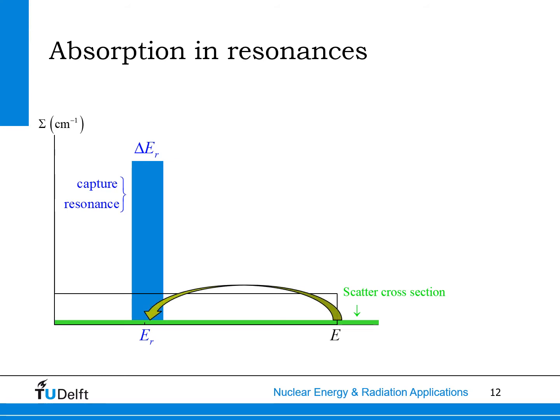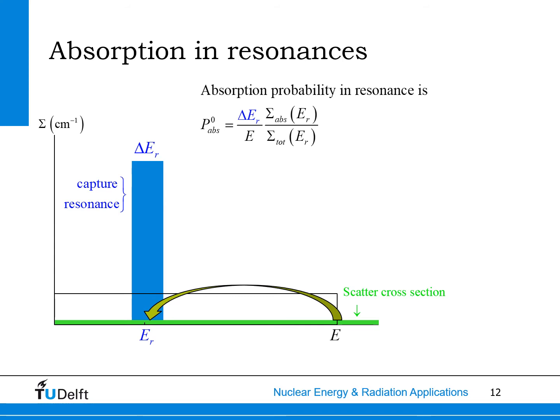The probability for a neutron that scatters at energy E to be absorbed in a narrow resonance around ER is a product of the probability to scatter within delta ER around ER, which is a ratio of delta ER and E, and the probability to be absorbed at ER, which is a ratio of the absorption cross-section and the total cross-section at energy ER. The resulting expression for the probability is shown on this slide.